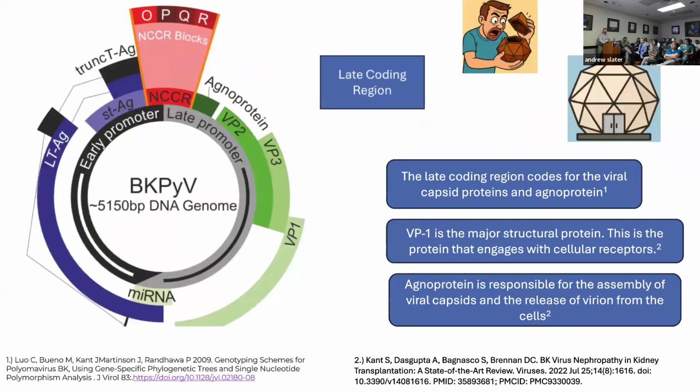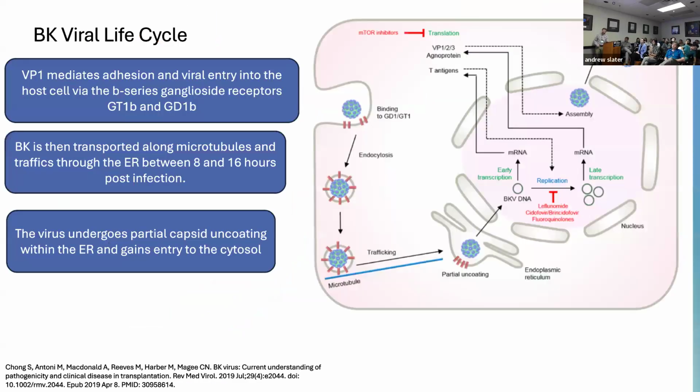My favorite gene is going to be the late genes because these are the late coding regions for the viral capsid proteins and the agno protein. Makes that nice icosahedral structure. That's the VP1. And this is the protein that engages with the cellular receptors that I showed you in a previous slide. And then the agno protein, that's responsible for the assembly of the viral capsids and the release of the virion from the cells as an infection progresses. All right, so the BK viral life cycle, I thought this was worth talking about for grand rounds.